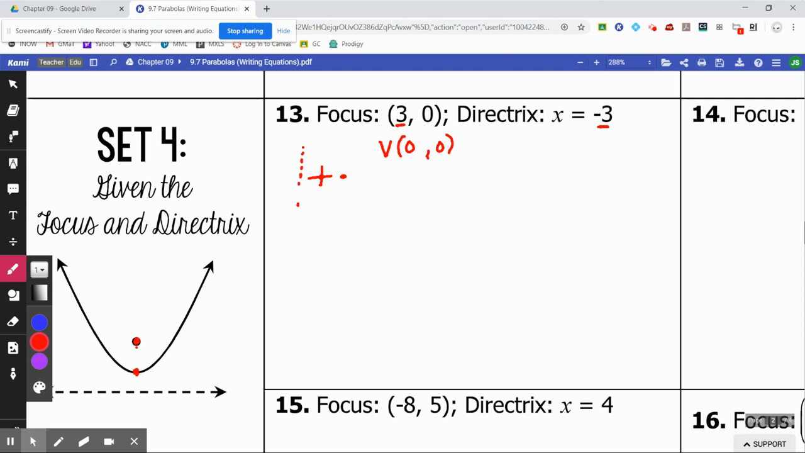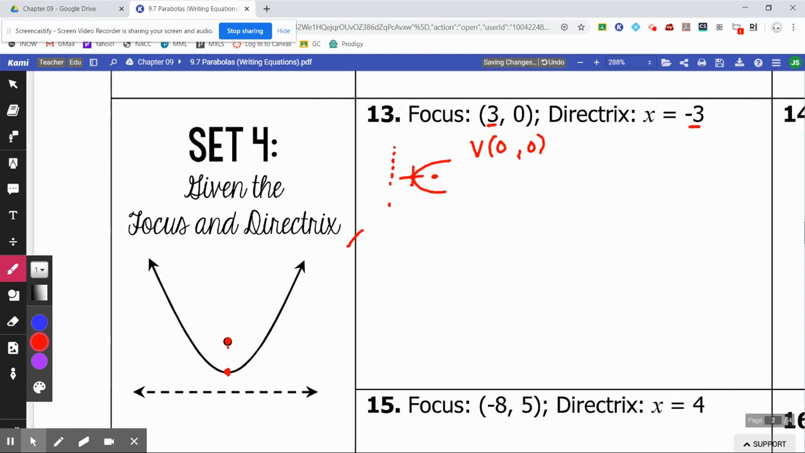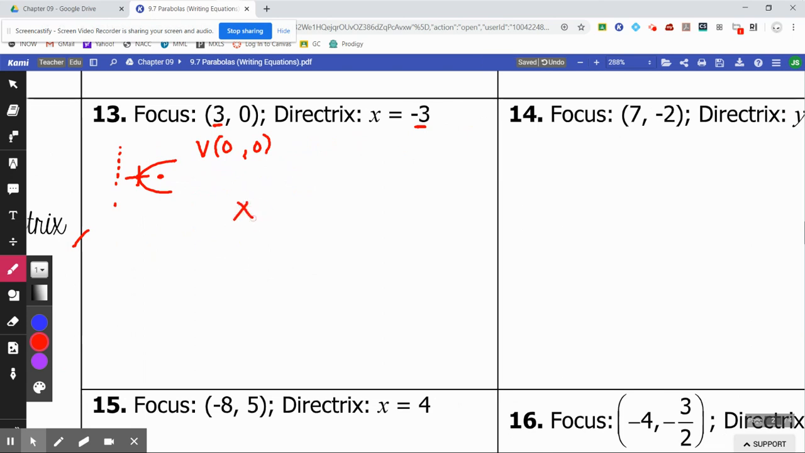Vertex is 0, 0, focus is 3, 0, so we're going to open to the right. So therefore, it would be an x equals parabola. Our 1 over 4p is going to be positive since it opens to the right, so that'd be 1 over our p value, which is the distance from here to here, which would be 3. So 1 over 4p would be 1 over 4 times 3, which is 12.